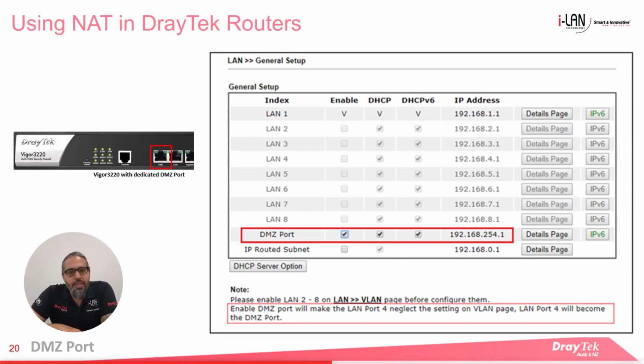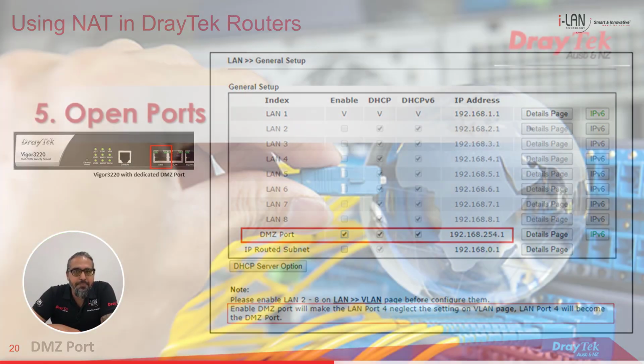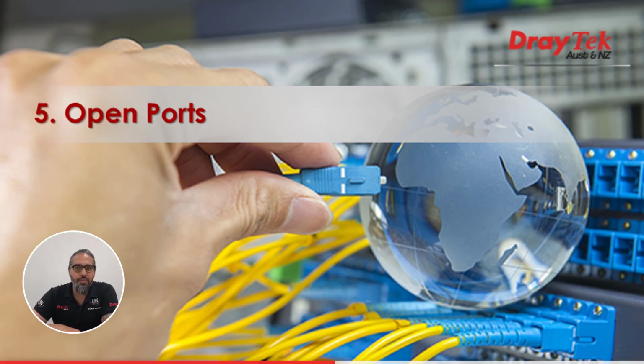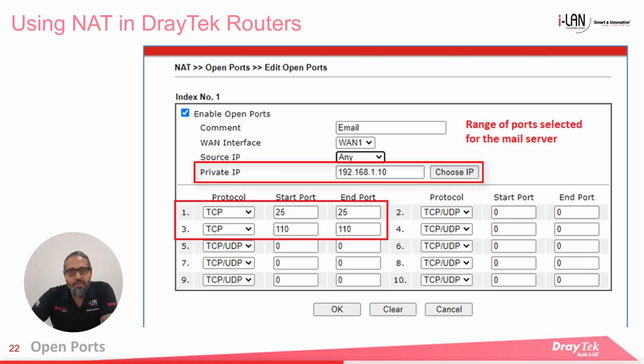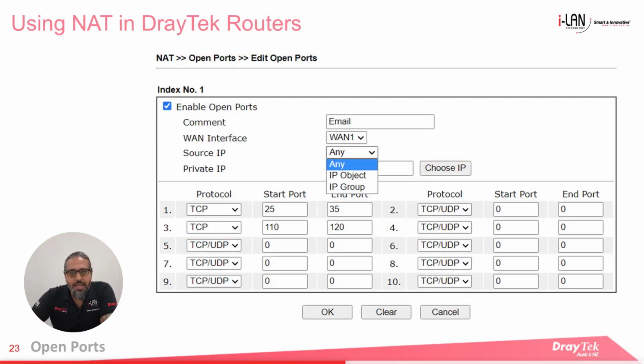So what do we do if we want to direct more than one port to a single host on the LAN? Open ports is similar to port redirection, but it allows this to happen. Just be aware that incoming ports are not mapped to a different port number on the LAN side of the router. You'll find this feature also under the NAT heading in the router's menu. The screen shows how to open ports 25 and 110 to a LAN device with IP address 192.168.1.10. Note that the source IP can be an IP object or an IP group.